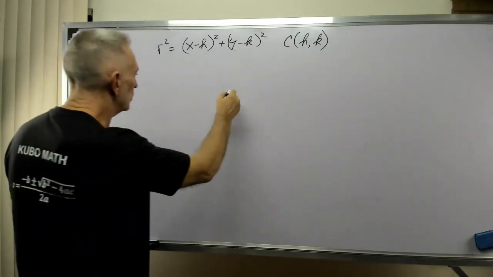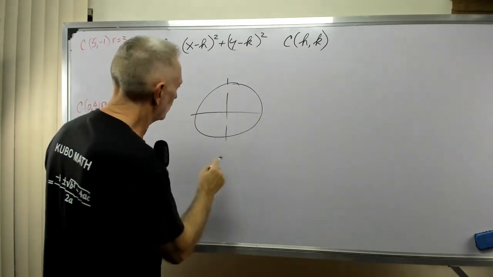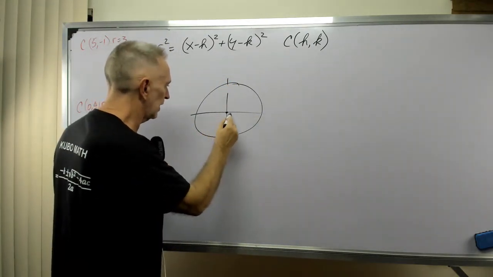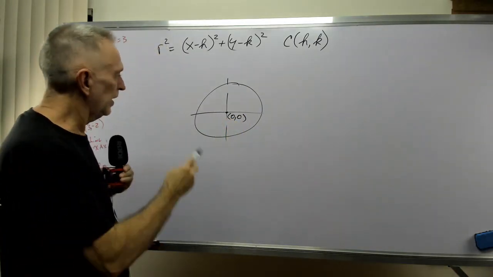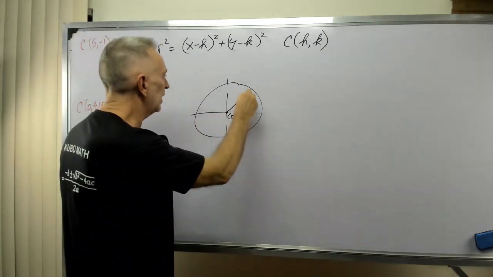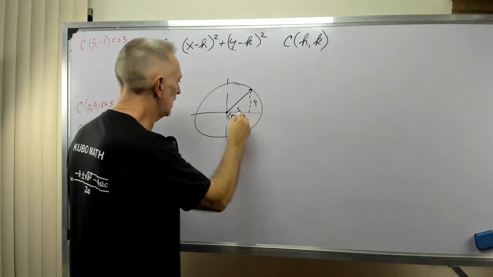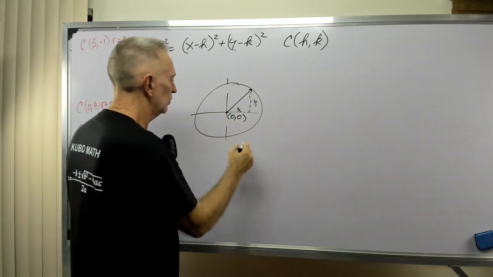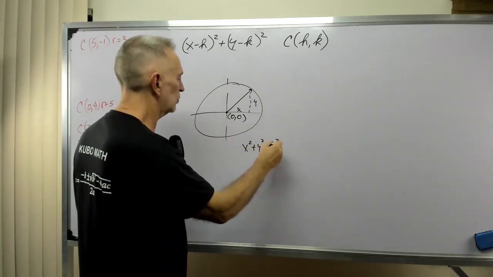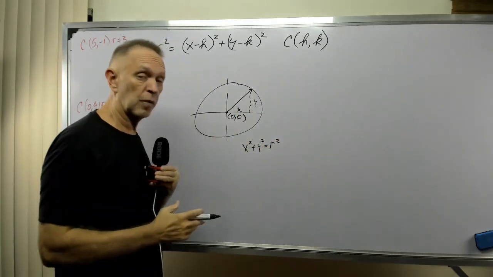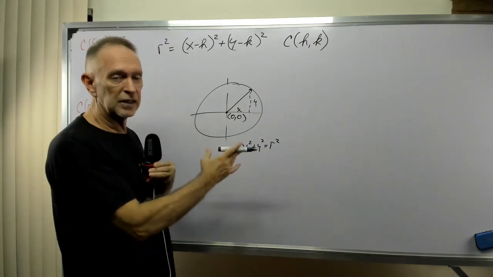Well, with a circle, let's assume these coordinates are directly at the center, and this is 0, 0. Well, we know that if we have a radius out here, we have a side that's y, we have a side that's x. So we would say, x squared plus y squared equals r squared. That's the Pythagorean theorem. Okay, well, why does that work out?